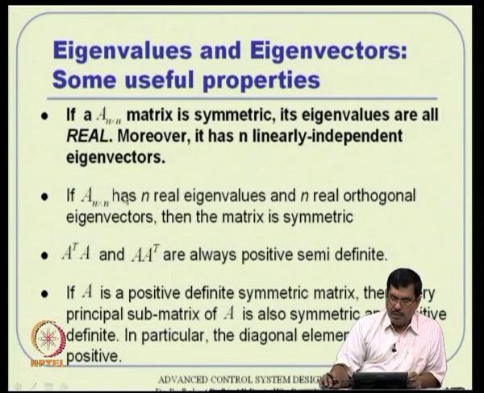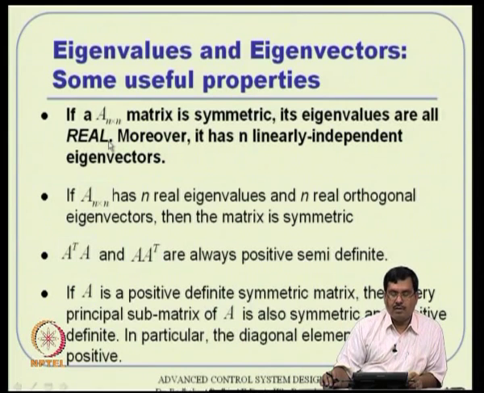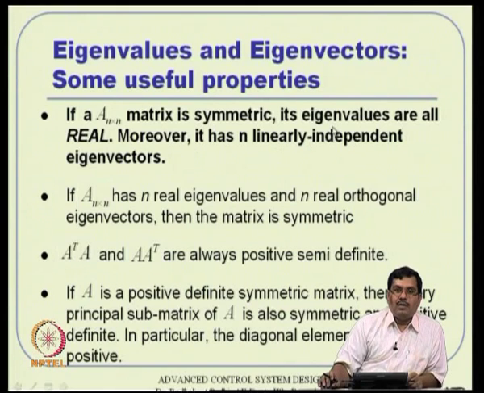Now, the next big property, which is very useful to us, tells us that if a square matrix is symmetric, then the eigenvalues are all going to be real. It is a very powerful result. If I know that a matrix is symmetric, then I can say for sure that the eigenvalues are guaranteed to be real. The complex conjugates and such will not appear; the eigenvalues are not going to be complex at all. Moreover, it will have n linearly independent eigenvectors as well.